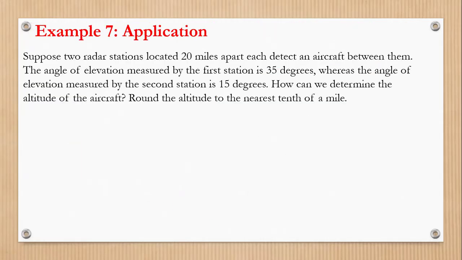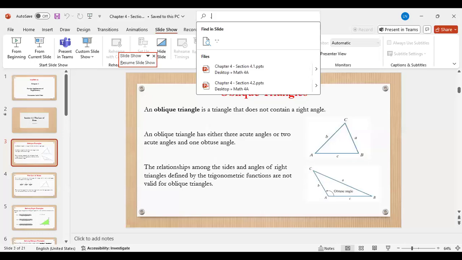Let's look at another example, which is an application. This example says, suppose two radar stations located 20 miles apart, each detect an aircraft between them. They have two radars, and they are tracking an aircraft, which is between them.